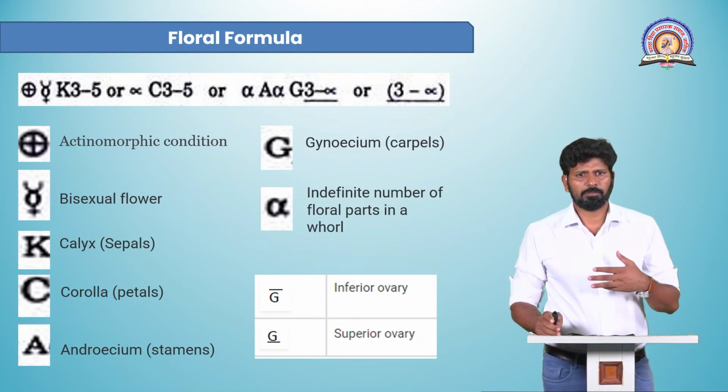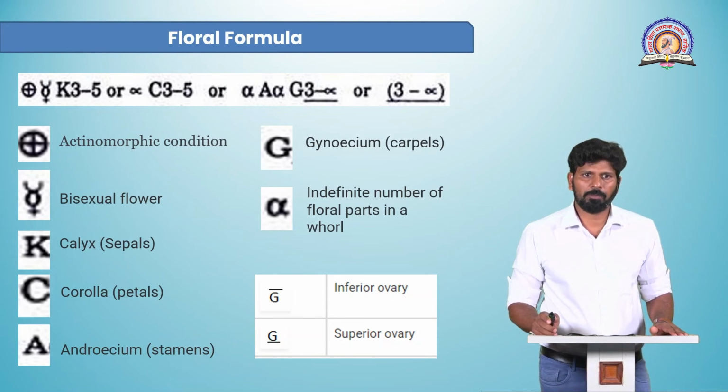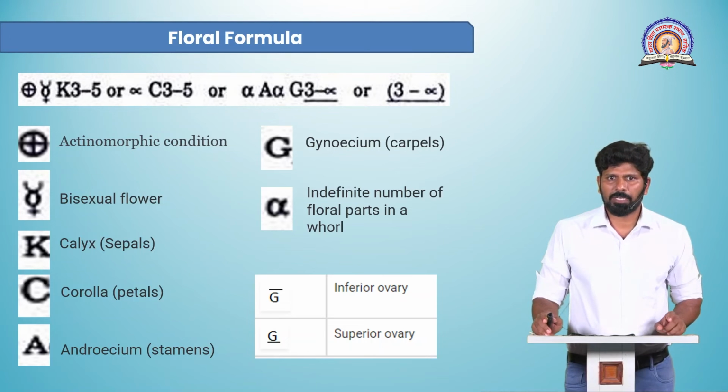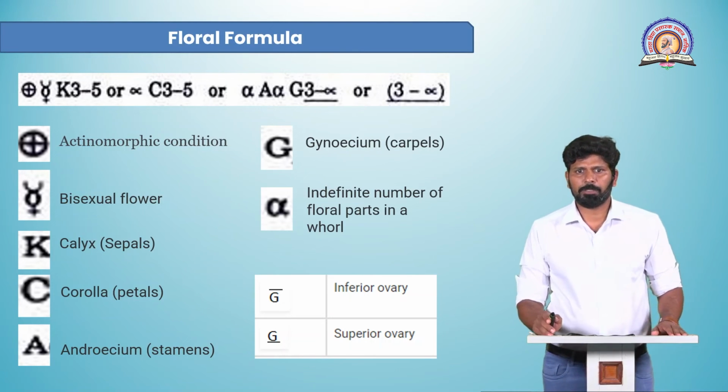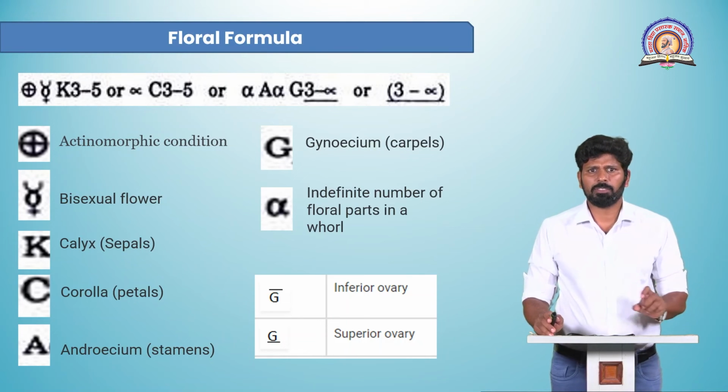So again, I'm reading the floral formula. The actinomorphic condition, then the flower is bisexual, calyx, that is sepals, 3 to 5 or indefinite, corolla 3 to 5 or indefinite, androecium or the stamens are indefinite, gynoecium, carpel 3 to indefinite, and the ovary is superior in condition. So this is the floral formula.